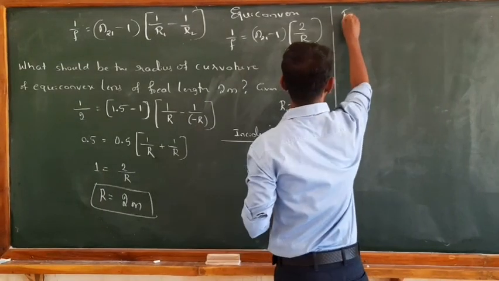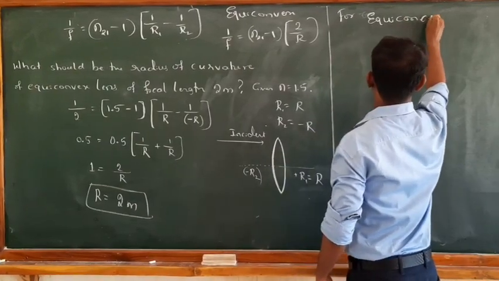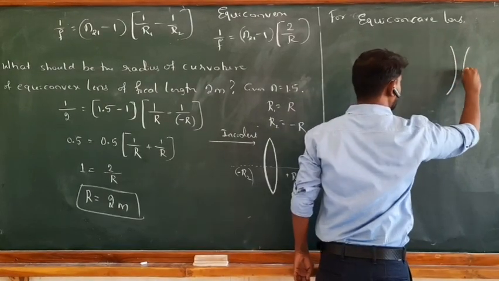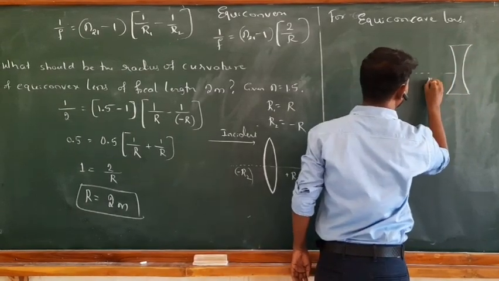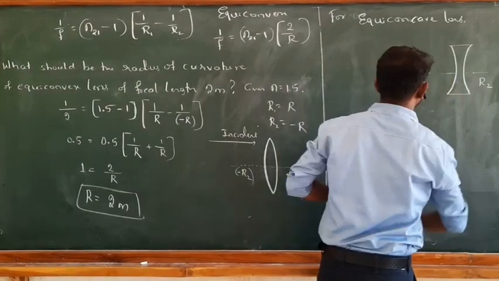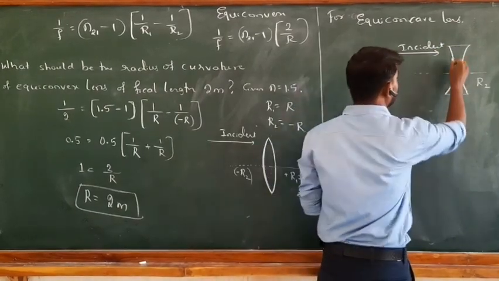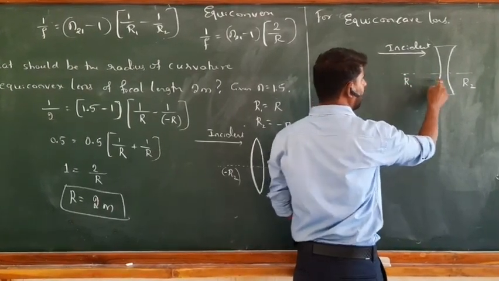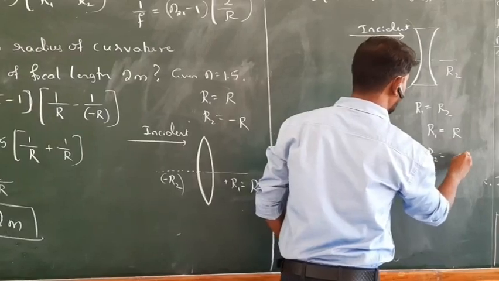Now I want to derive the equation for an equiconcave lens. There must be the same radius of curvature on both sides of the concave lens. This is our incident ray. I want to measure R1 first, this is R1, and this is R2. So for equiconcave, R1 equal to R and R2 equal to R in magnitudes.